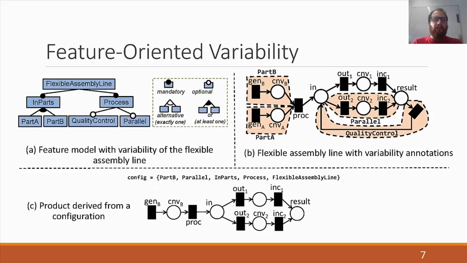To model the variability space of a family of models, our proposed approach relies on the use of feature diagrams. This figure depicts the feature diagram for our example assembly line. It defines the features that a model of the family may have, part A, part B, quality control, etc., and how they can be combined to obtain a valid feature configuration. A valid configuration requires choosing at least one of part A and part B, while quality control in parallel can be selected or not. Overall, this feature diagram allows 12 valid feature configurations for the assembly line.